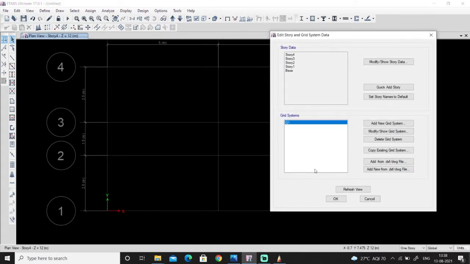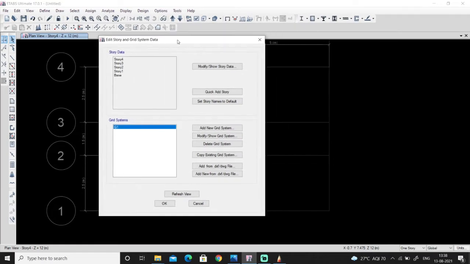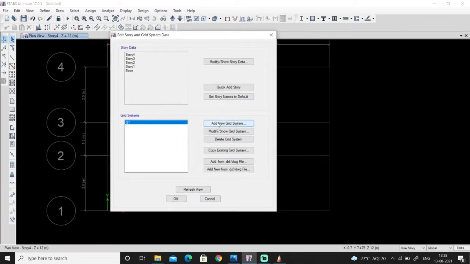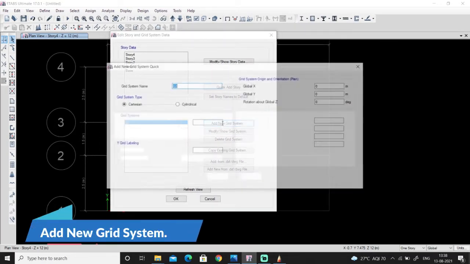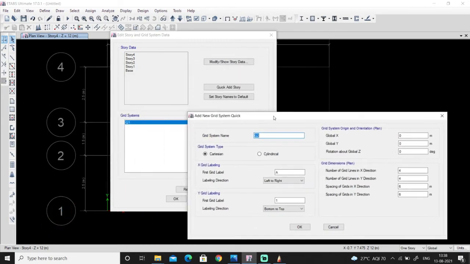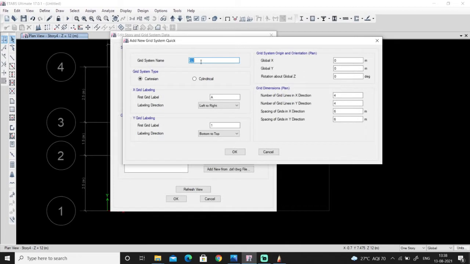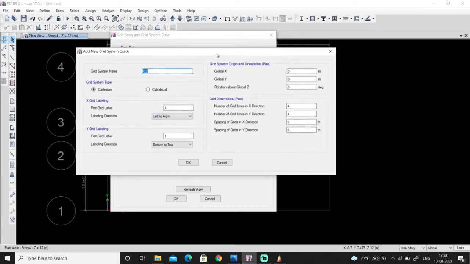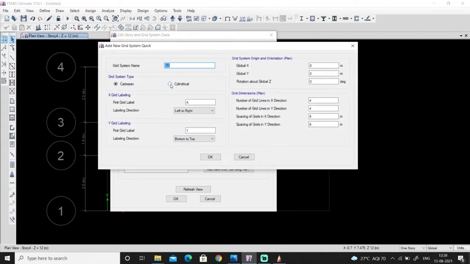Here we need to add a new grid system. So click on add new grid system. By default it will be G2, since G1 exists, or you can change the name as per your convenience. The labeling is A and 1, let it be. And here I need to form a cylindrical grid.